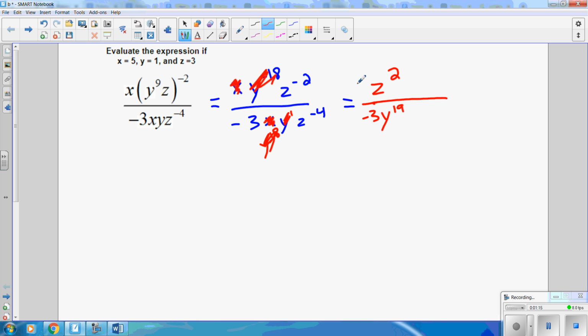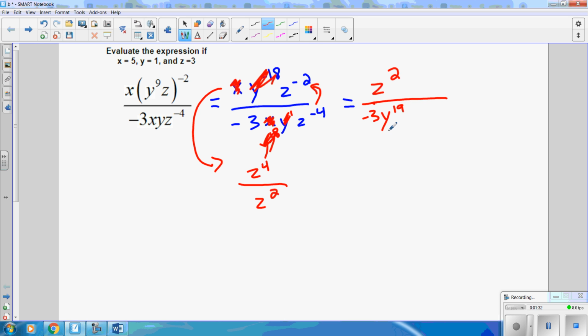Now, another way you could have done that is you could have moved z to the negative 2 to the bottom, and it would become z to the positive 2, and then you can move z to the negative 4 to the top, and it becomes z to the positive 4. And then, as you can see, there's 2 more z's on top. That's why z squared will be on top.